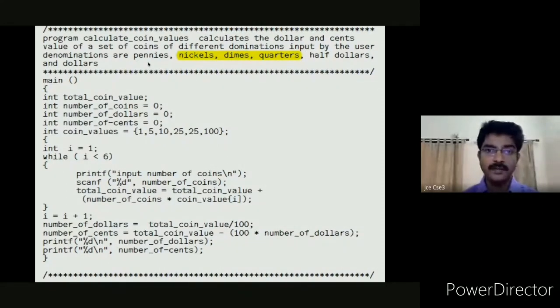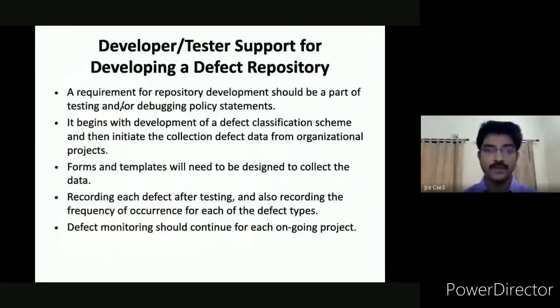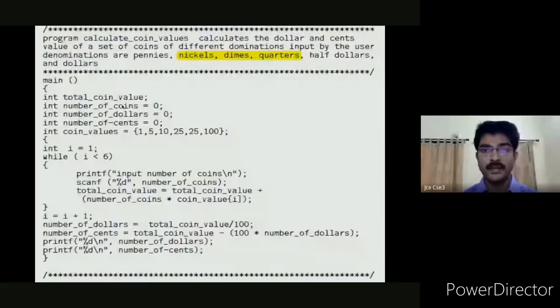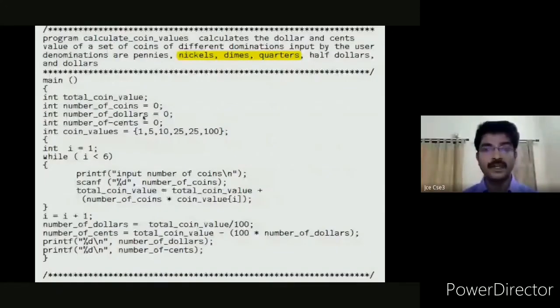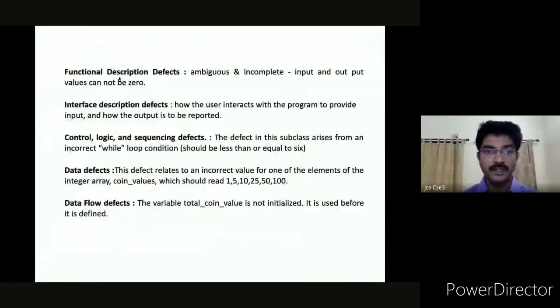So here, if you go to this functional defect, unambiguous and incomplete input and output values cannot be 0. Here it is initialized as 0. So it's a pre-condition and post-condition state. It must be greater than or equal to 0. So these defects are called functional description defects.